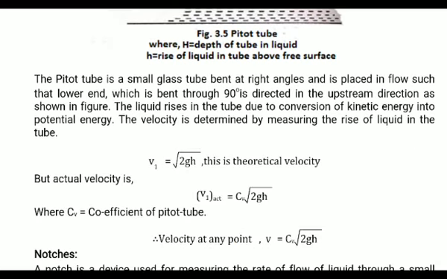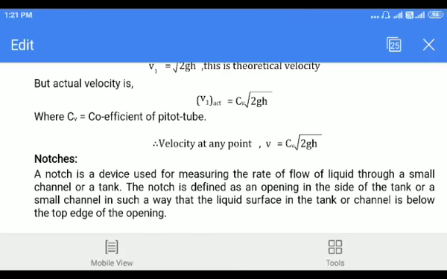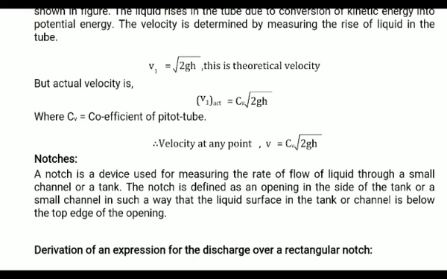The velocity is determined by measuring the rise of the liquid in the tube, where 1 represents section 1. Therefore velocity v1 is equal to the square root of 2gh. This is the theoretical velocity, but the actual velocity v actual is equal to Cv into the square root of 2gh, where Cv is known as the coefficient of the pitot tube. Therefore, velocity at any point is given by v equal to Cv into the square root of 2gh.